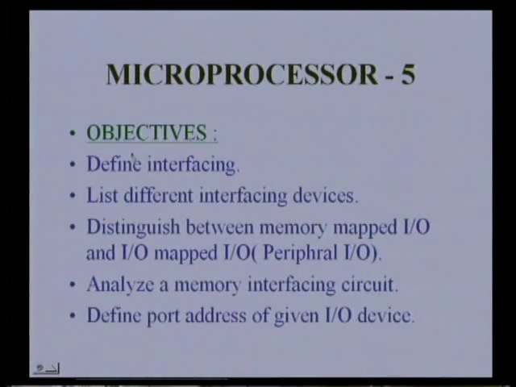So today's objectives are: we define what is interfacing, list different interfacing devices, then we distinguish between memory mapped I/O and I/O mapped I/O. It is also called peripheral mapped I/O. Then we take some examples and we analyze a memory interfacing circuit. Then lastly we define the port address of a given I/O device.